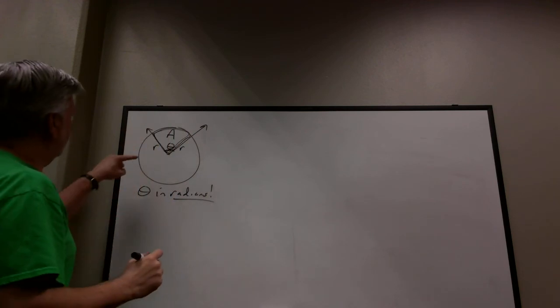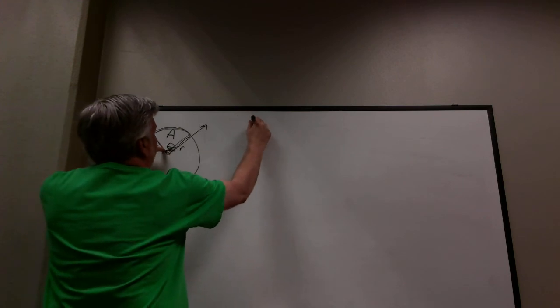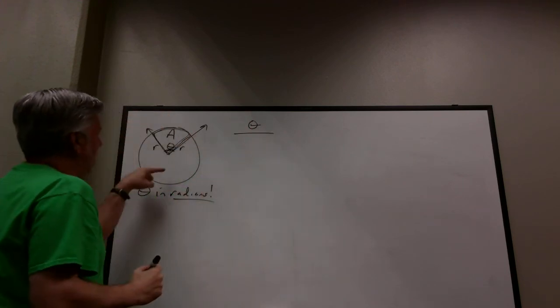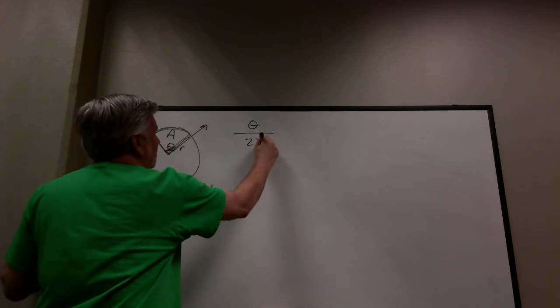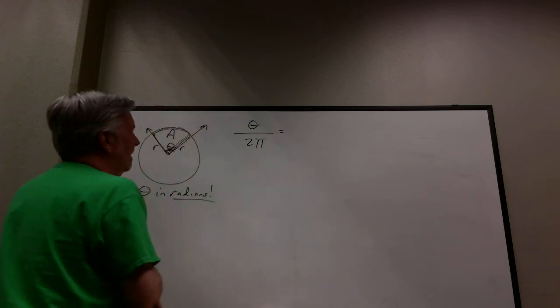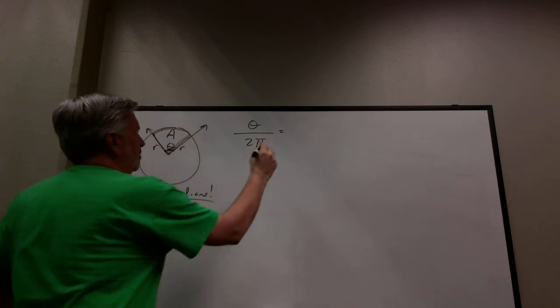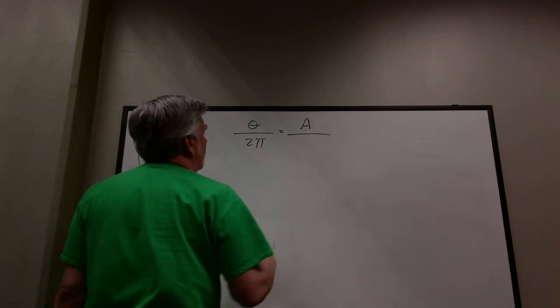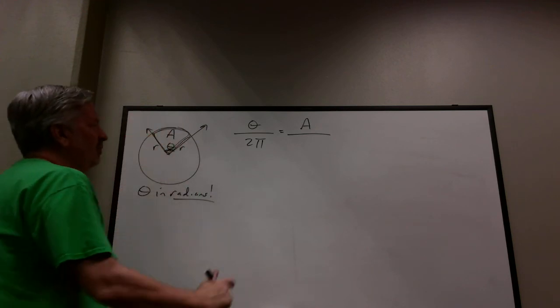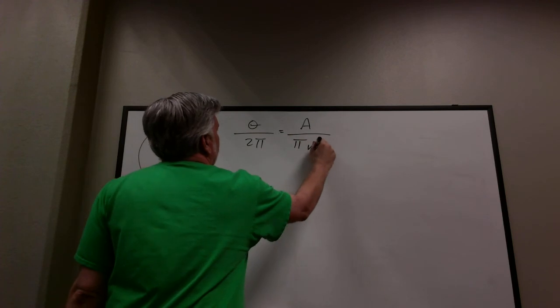So what did we get? Theta, the measure of the angle in radians, divided by the measure of the angle all the way around, that's 2 pi. So that part's just like it was for the arc length. That's equal to the area of the sector, which we're calling A, divided by the area all the way around. Well, the area all the way around is the area of the circle, and the area of a circle is pi r squared.